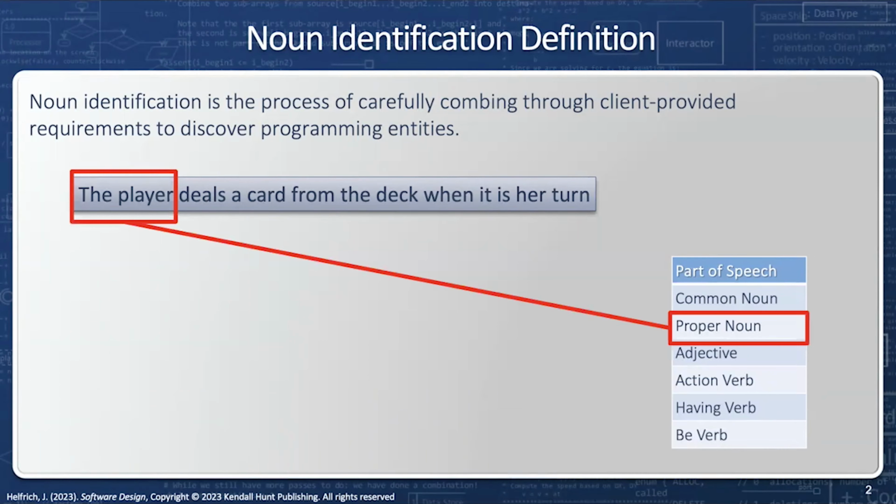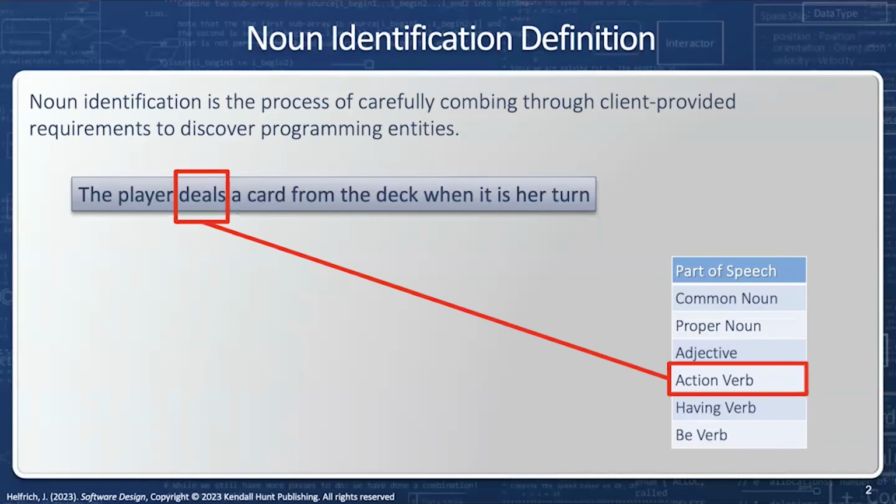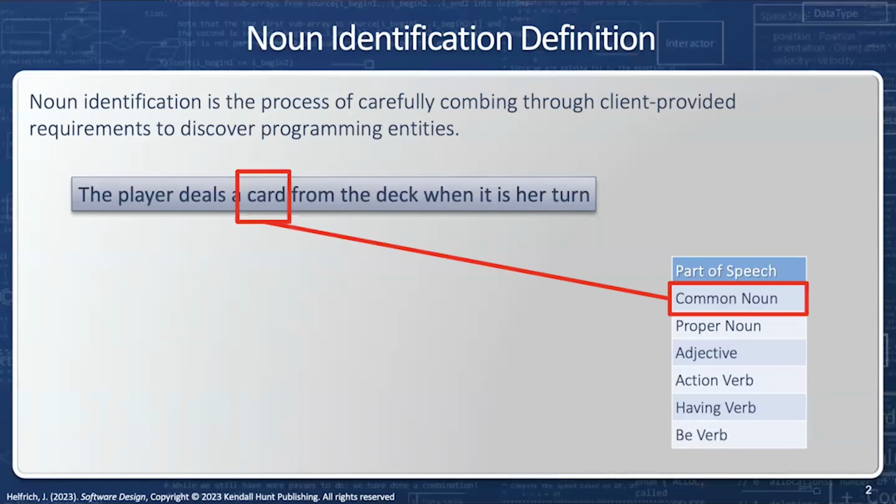A proper noun refers to a specific player. It's one, and a type of player would be a common noun, but this is a specific one. Then we have deals, and deals is an action verb. So this is going to map to a function or a method. It's going to perform an action. And then a card, it could be any card. I'm not referring to a specific card, and a card is a common noun.